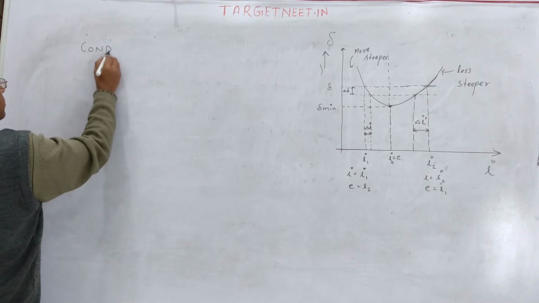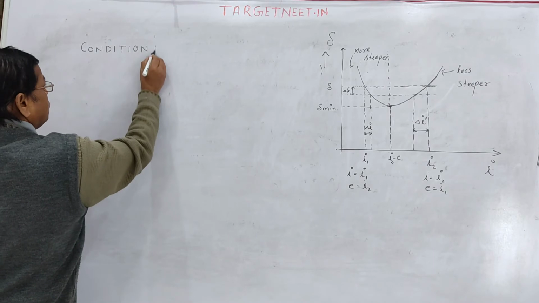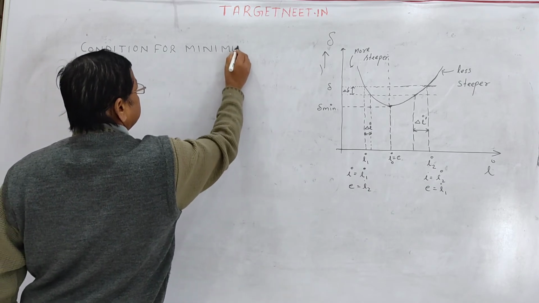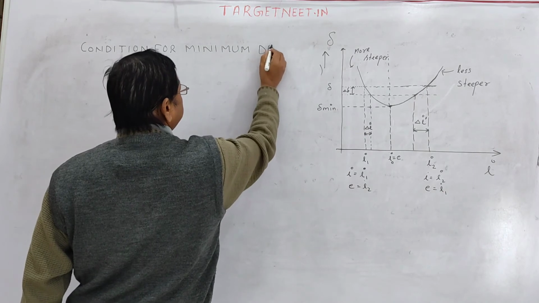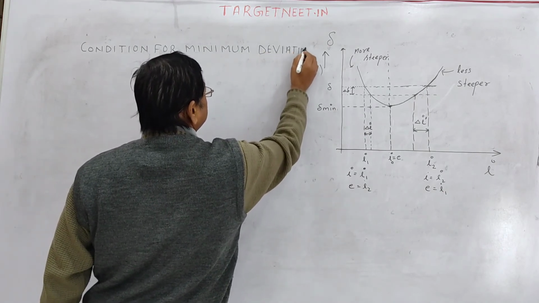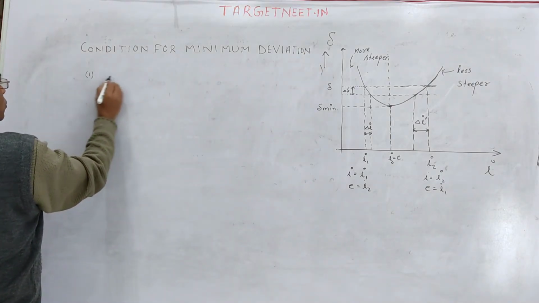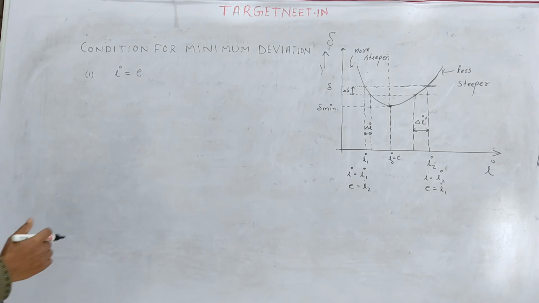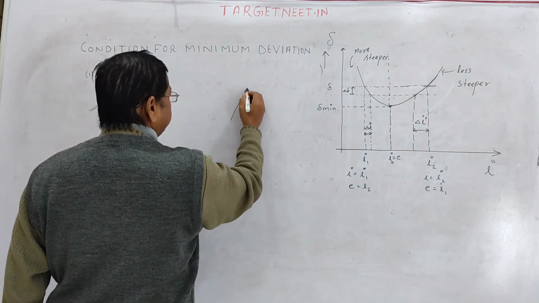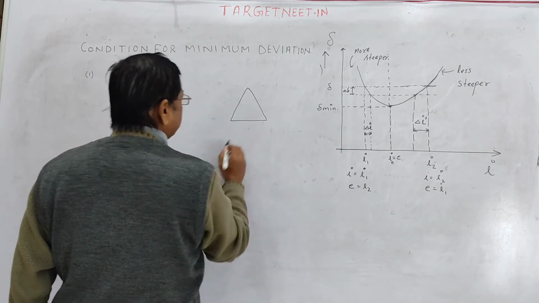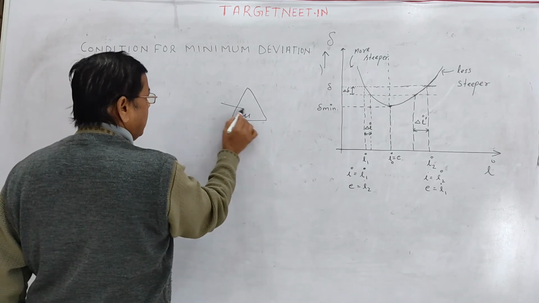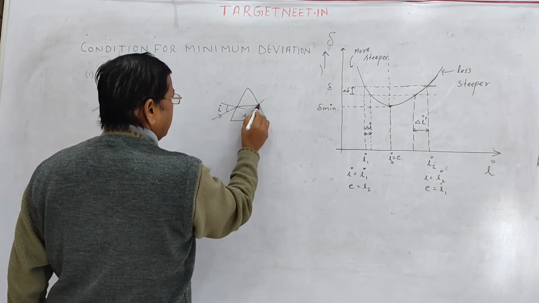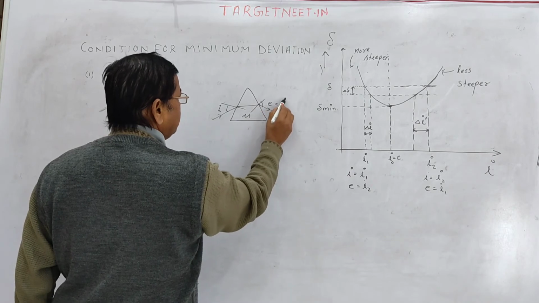Condition for minimum deviation. Now the first condition, you know that I is equal to E. Deviation is minimum when I is equal to E. Now the second condition. Let the refractive index be mu, the angle of incidence be I, the angle of emergence E, and that is also equal to I.